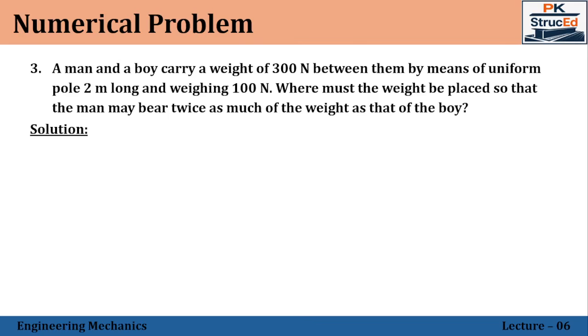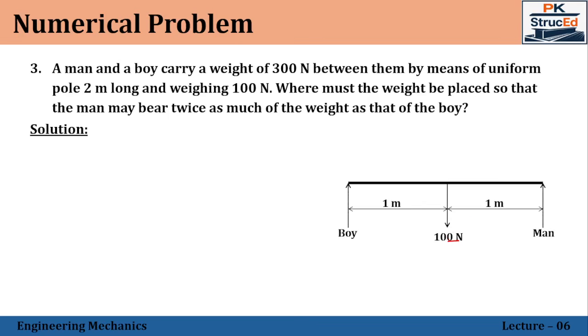So here they gave the pole as 2 meters, and the weight of the pole is also given as 100 Newton. Since the pole has its own CG, the weight will be acting about that point only, that is at 1 meter distance, 100 Newton. Since it is gravity, it acts in the downward direction. Next, we have the man and the boy placed at the ends.